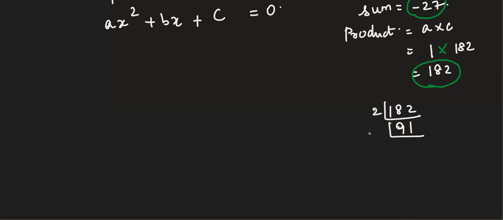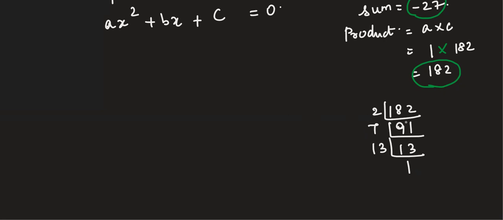5 will not go, then try 7. So 7 ones are 7, and 21 will become 3, so 13. Okay, then again 13 table only it will come. So 13 ones are 13. So 2 into 7 into 13. Now we'll have to try all combinations.